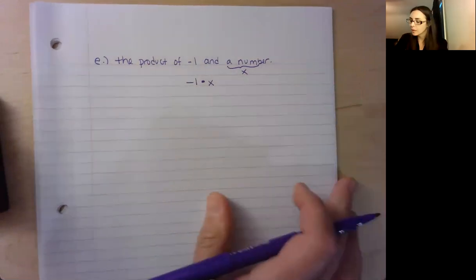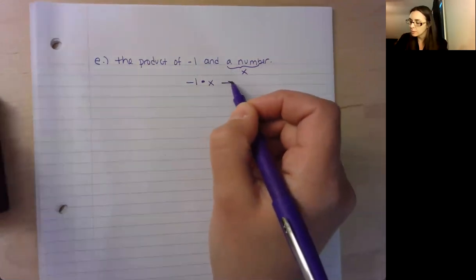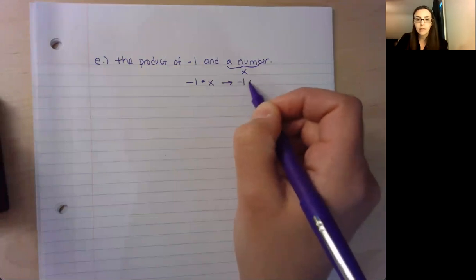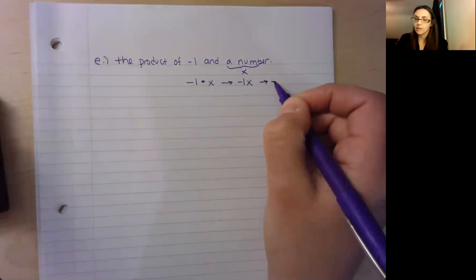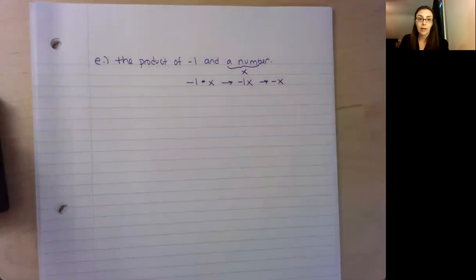And I can clean this up a little bit, so I don't really need the multiplication symbol in between. We can write it as -1x. Or we often drop the 1 and we write it as -x. So all three of these mean the same thing.